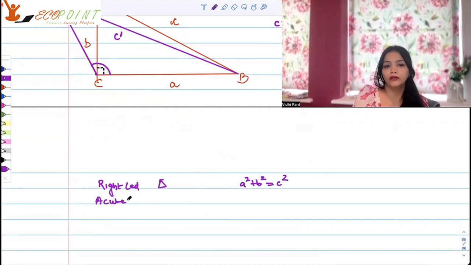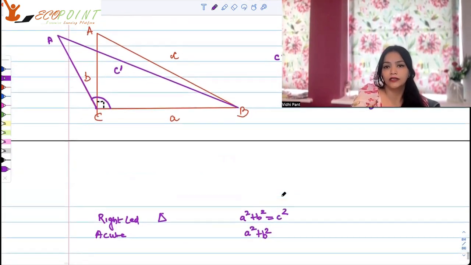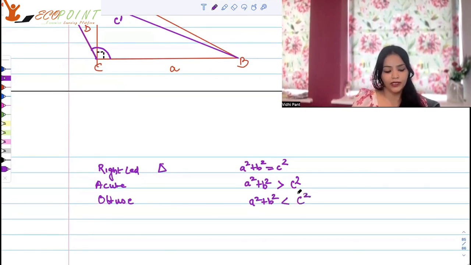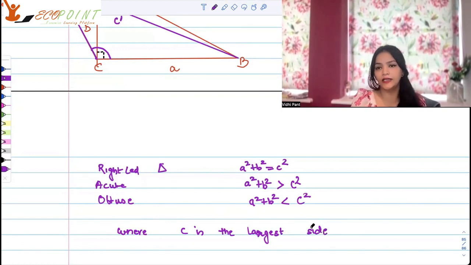For acute, A square plus B square is greater than C square. For obtuse, A square plus B square is lesser than C square. Okay, so that's the kind of relationship that you get where C is the largest side. Mind you, जैसे hypotenuse is the largest side ना, तो C is the largest side. So guys, ये एक relation निकल के आता है angle से. Since I was talking about angled triangle, acute, obtuse, and right, so I wanted just to mention this.